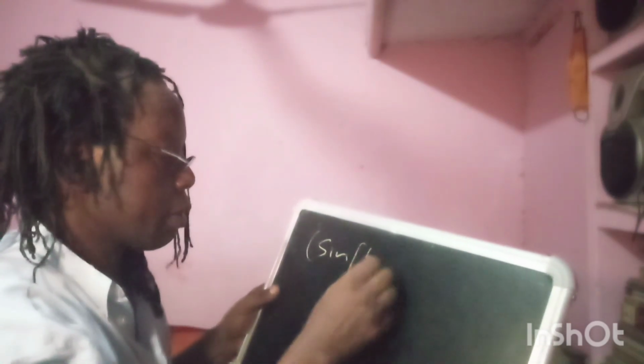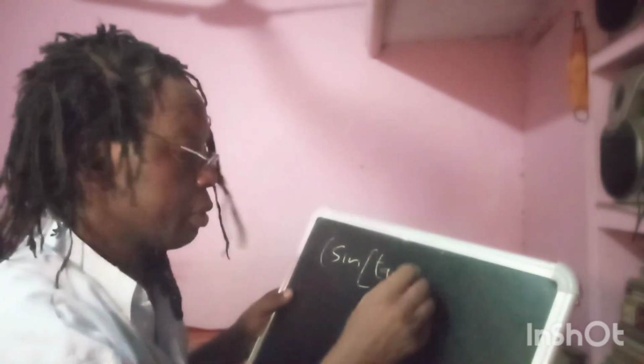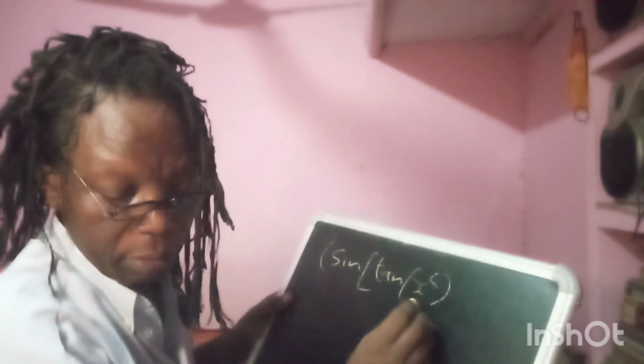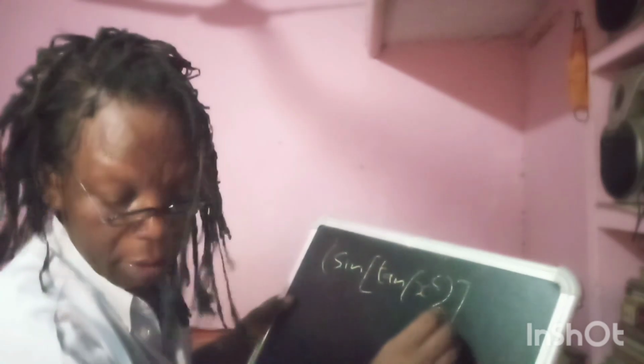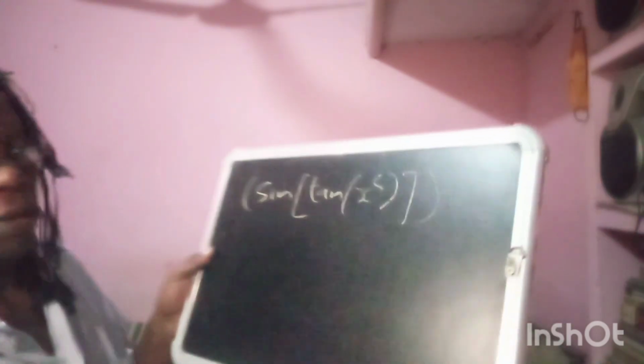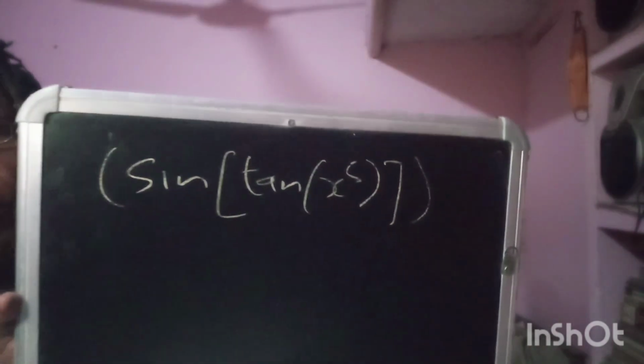We have done ln x. Let's do the radical. Oh, first let's do sine. Let's do sine. I'll write it and show you. Sine tangent of x to power 5. Okay, let's do this. So we're going to differentiate this thing which I've written on the board.